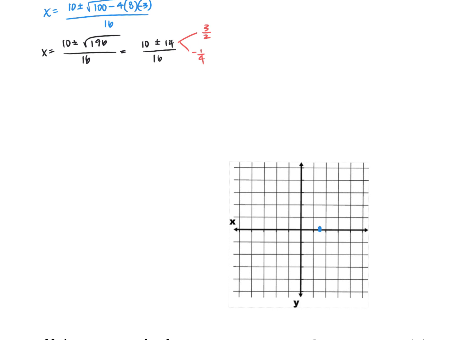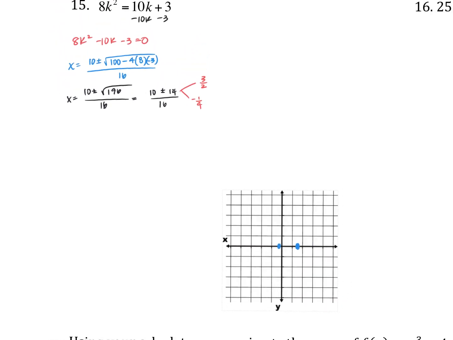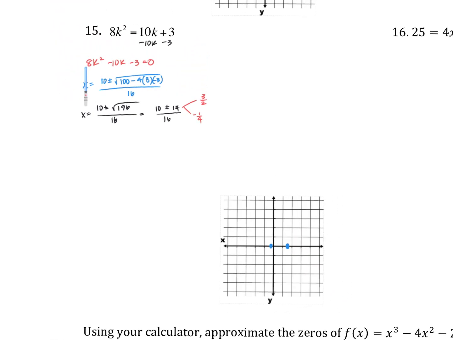3 halves is 1.5. Negative 1/4. Is this pretty skinny? Sure is, because we started with an 8k squared. Those are my roots. Guys, I'm good with us just saying it was 8k squared. Now, check this out. Kate agreed with me. Let's keep it positive by us moving this over.